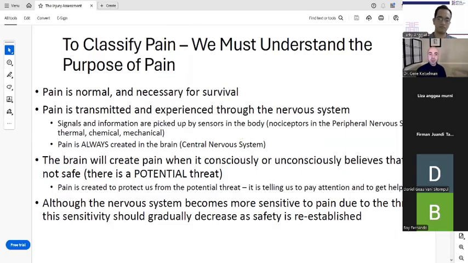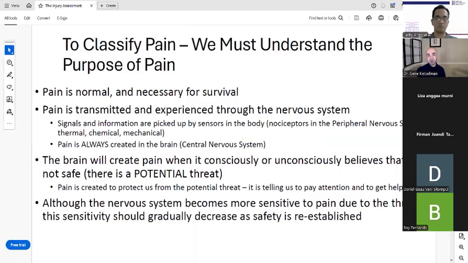So first, pain is normal, and it's a necessary aspect for survival. Without pain, we would not be able to survive. There are certain medical conditions where individuals are not able to feel pain, and they generally do not have a full lifespan. Pain is transmitted and experienced through the nervous system.